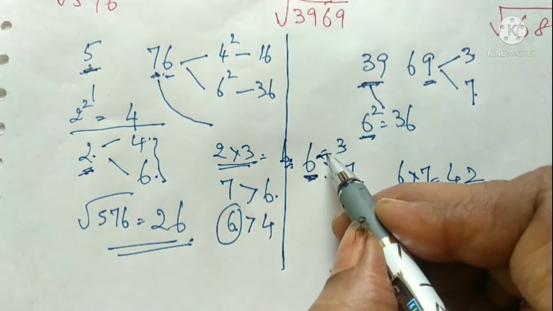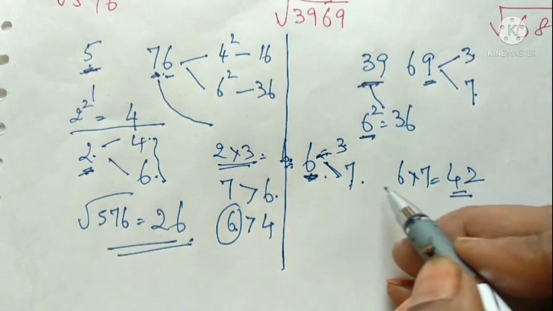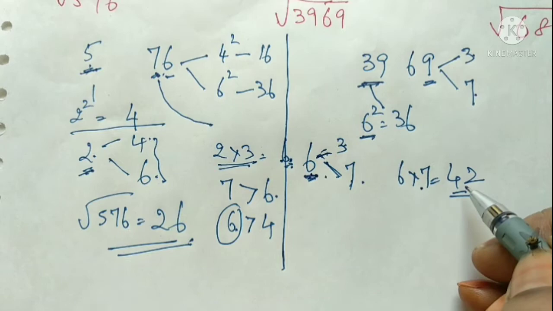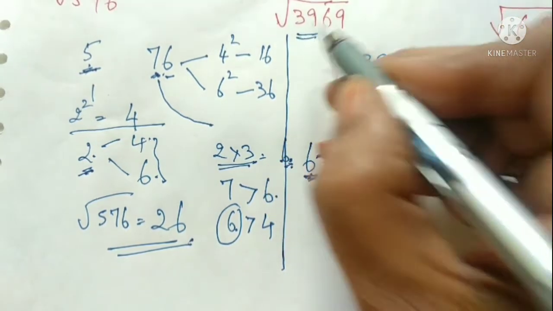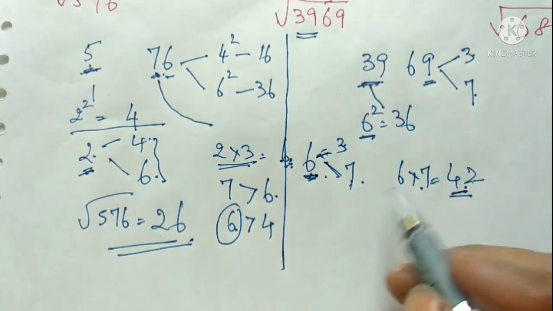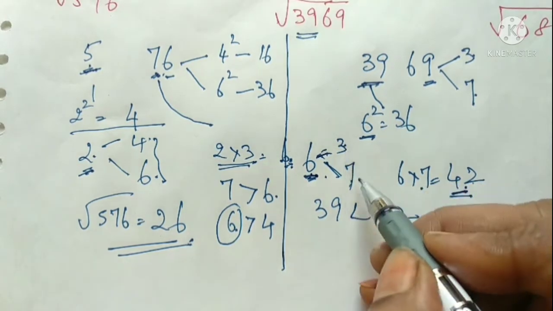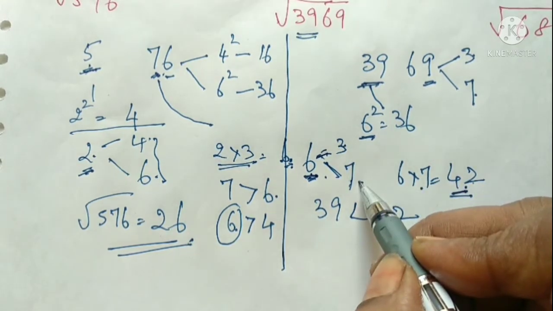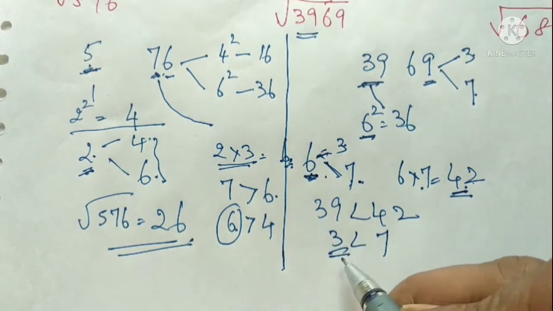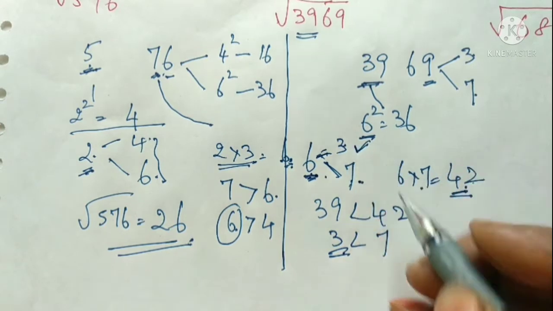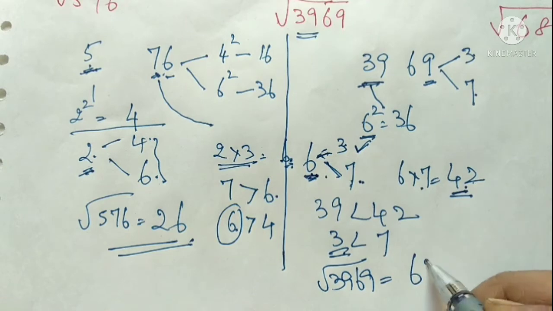We have already got the square root, it may be either 63 or 67. And this 6 is to be multiplied by the next digit, 6 7 is 42. And this 42 is to be compared with this 39. Since this 39 is less than 42, out of 3 and 7, we have to take 3, which is less than 7. So the answer is we have to select only 3. So the square root of 3969 is 63.